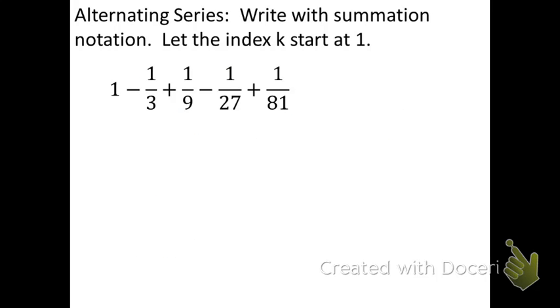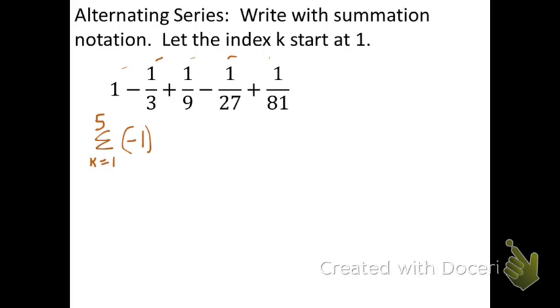Now let's write our definition. This was summation notation. So let the index k start at 1, just like we've been doing. So we have the sum from k equals 1 to some number. Well, how many terms do we have? 1, 2, 3, 4, 5. So to 5. And then how are we going to write this? The first one we want positive. So let's do -1.